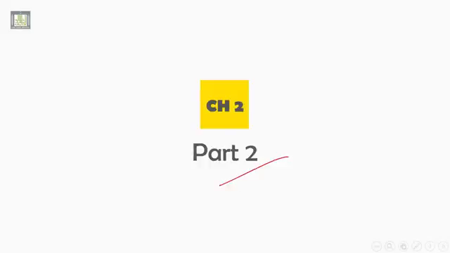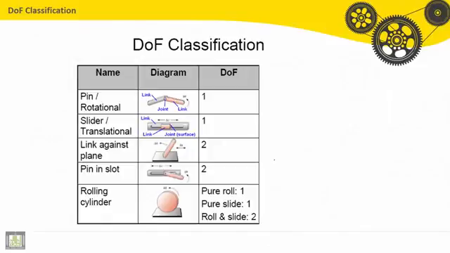Theory of Machines. This part will focus on degree of freedom. We will start by degree of freedom's classification. Starting by rotational or pin, we have the two links here, the first and the second link, joined here. So if this link is fixed to the ground, this link will make rotation with theta or delta theta.